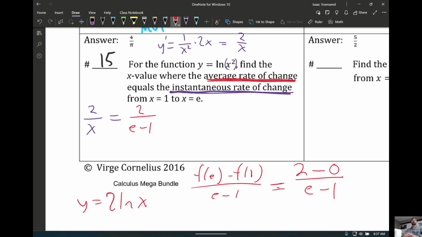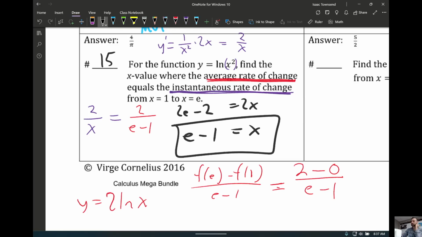And now we just need to solve our equation for x. So we can multiply both sides by x, multiply both sides by e minus 1, and divide both sides by 2. And you should end up with that.